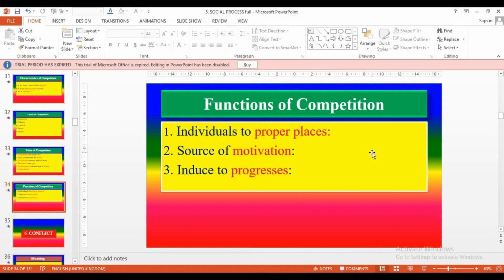Then functions of competition, individuals to proper places.